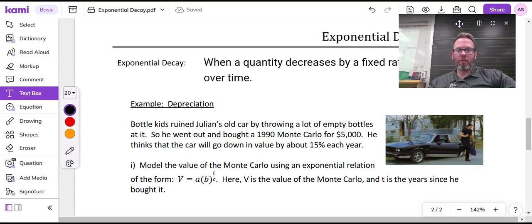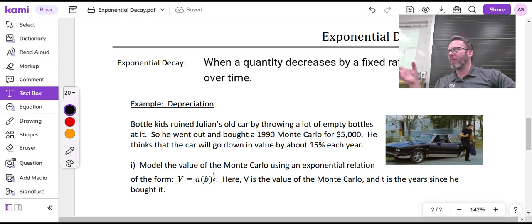Let's dive into an example. All right. Oh no, bottle kids have ruined Julian's old car by throwing some empty bottles at it. It's done. He needs a new car, so he buys a 1990 Monte Carlo for $5,000.